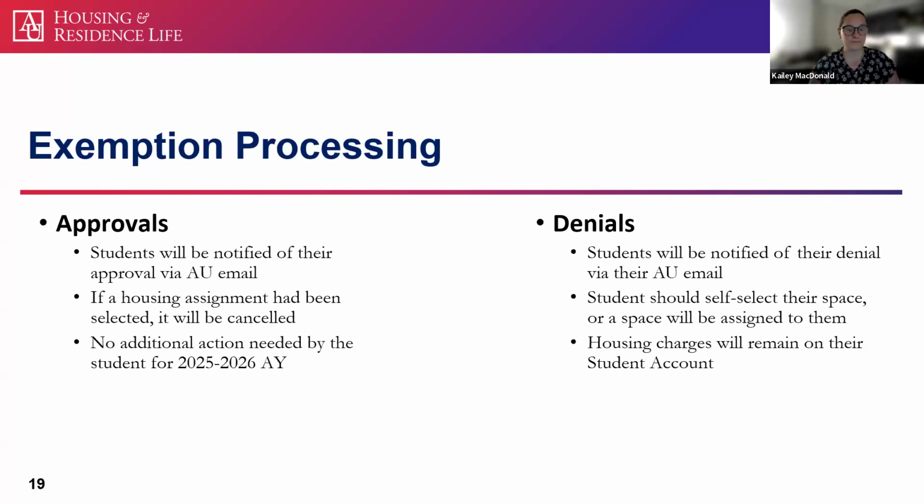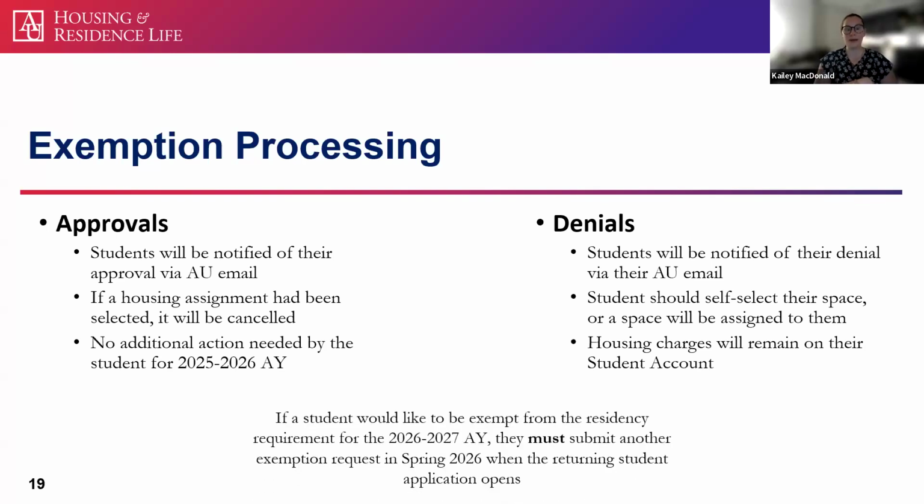One thing I do want to highlight before we transition to the next section is, if you are interested in being exempt from the second year of the residency requirement, for that sophomore year, you would still need to submit another exemption request for the following year, because we don't want to assume that you want to be exempt both years. Maybe you met some people on campus that you are really excited to live with your sophomore year. We don't want to just assume that you don't want to live on campus. That exemption process will be very similar to this one, and will begin during our spring 2026 returning student application process. You'll receive emails and information about that as that application opens up in the spring.